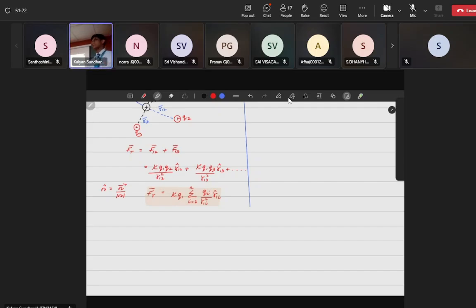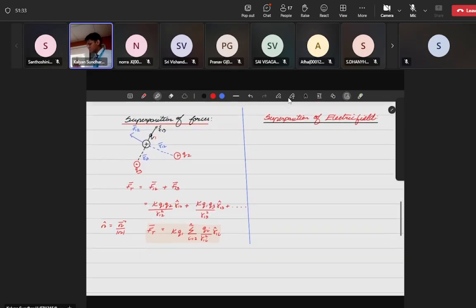So this is the summation of all the forces acting over n number of charges. This is how we will be theoretically telling about it. Once you have been calculating this, it is a vector. How to find the magnitude of a vector? You have to find the resultant.